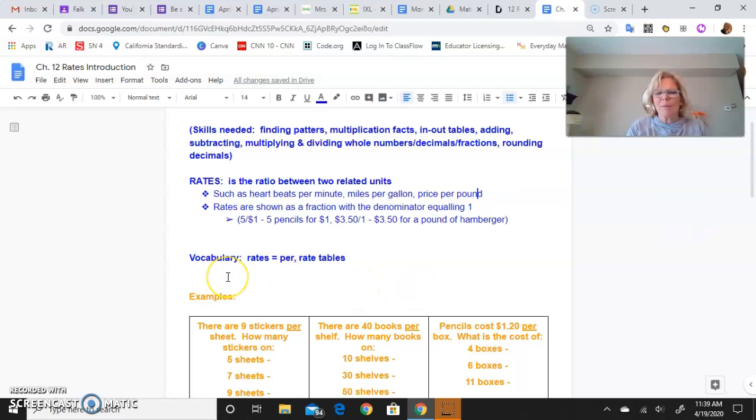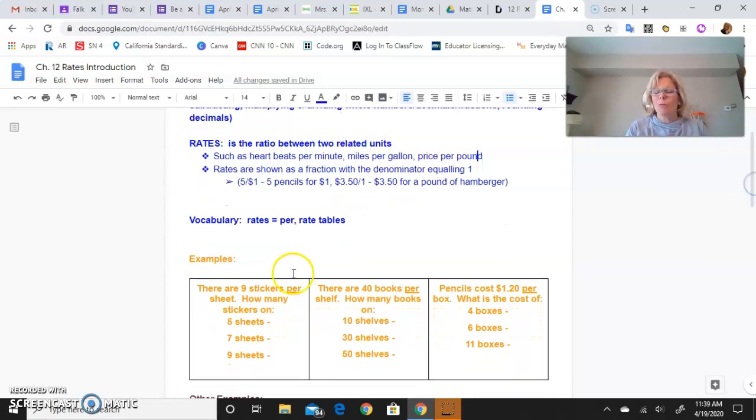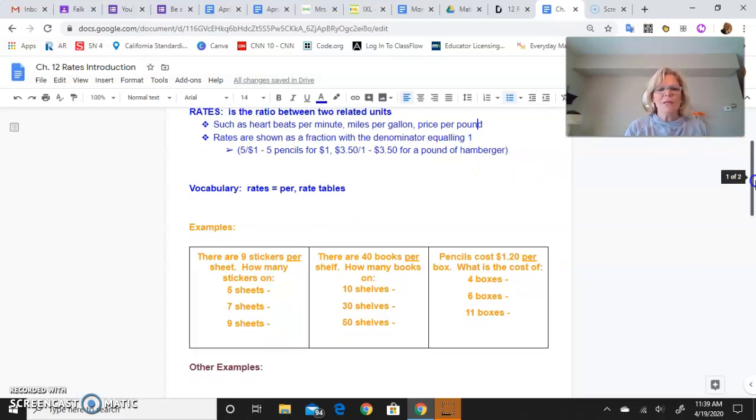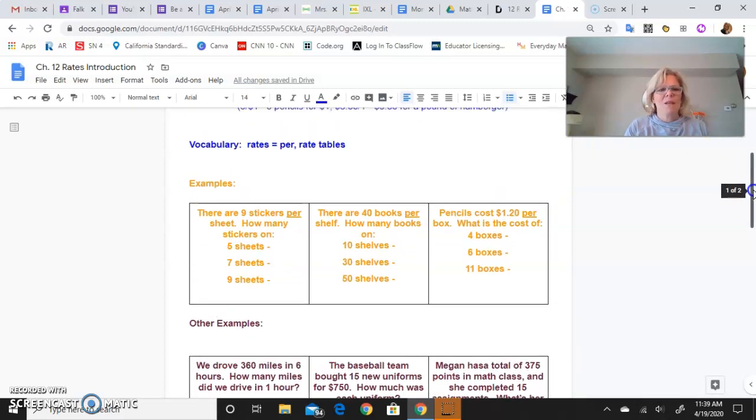So here's some vocabulary that you're going to know by the end of this unit. What a rate is. Rates can also be listed as per, like per pound, per unit. And then just knowing what a rate table is and how to solve tables. So here are some examples.